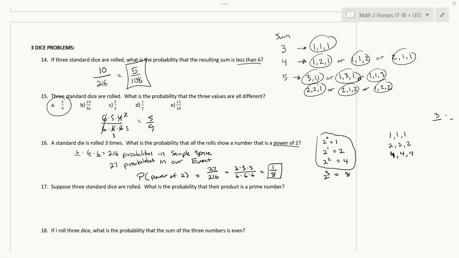Okay. So the strategy there for the numerator was just to list them out. For the denominator, we were using the basic counting principle. Okay.